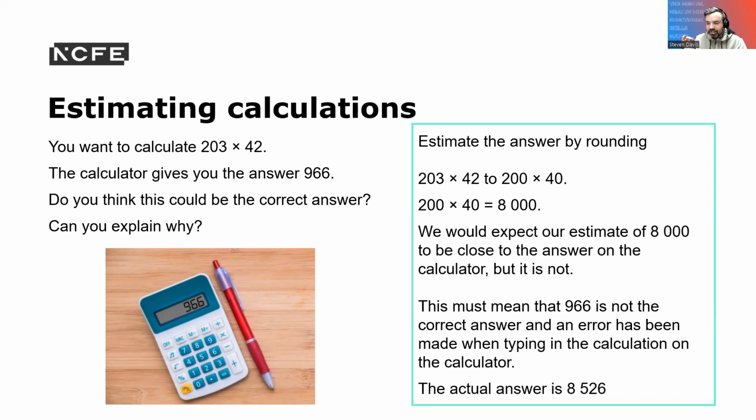This means that 966 is not the correct answer, and an error has been made when typing in the calculator. The actual answer is 8526. Okay, so ultimately, just by trying to work out the figure, we would know whether or not we got the right answer.